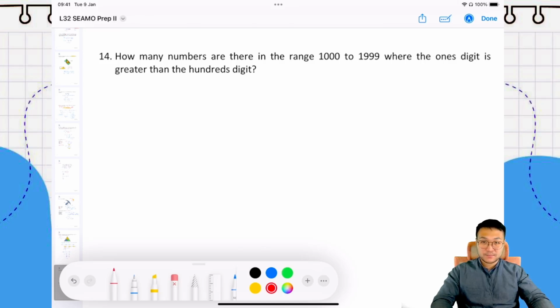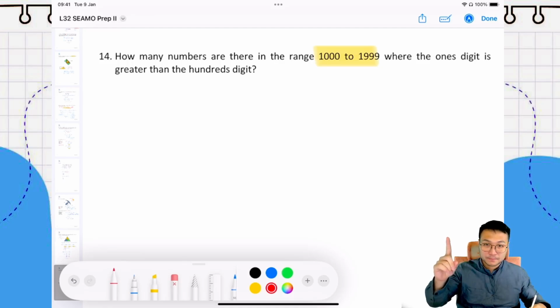They're asking you how many numbers are there in the range 1000 to 1999, where the ones digit is greater than the hundreds digit. Now, I think everyone can agree with me that from 1000 to 1999, every single number will start with 1. It'll be 1001, 1002, 1003. Every number will start with 1.